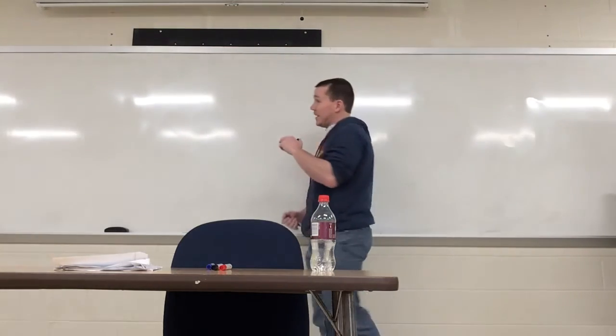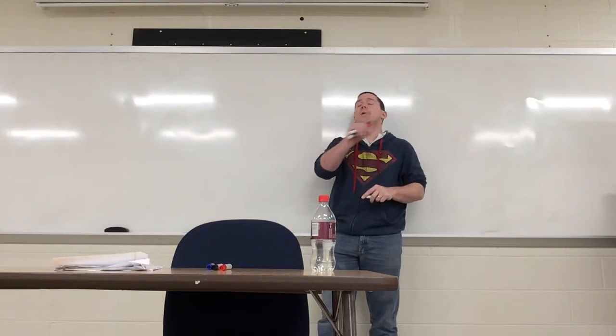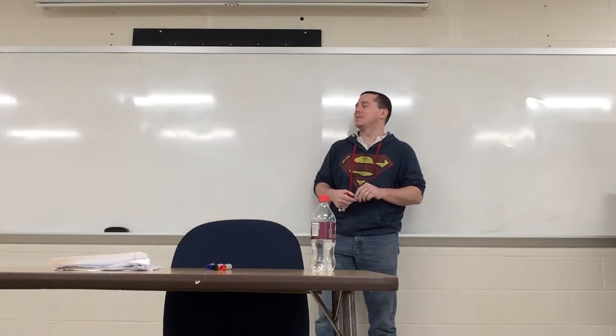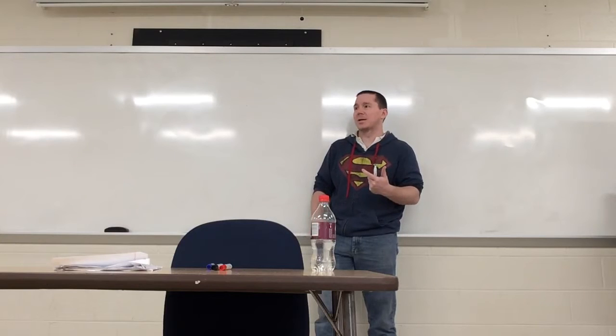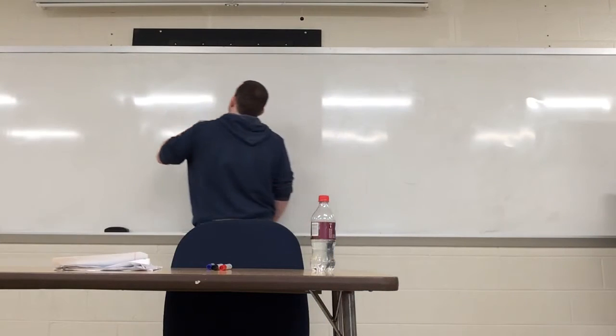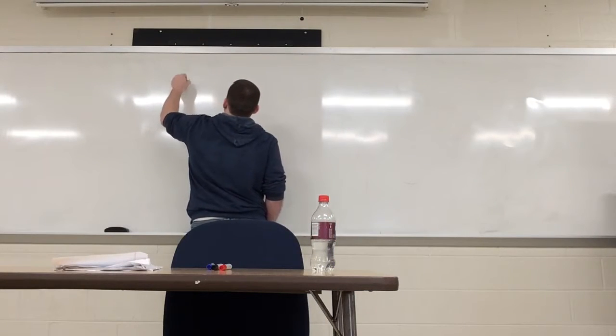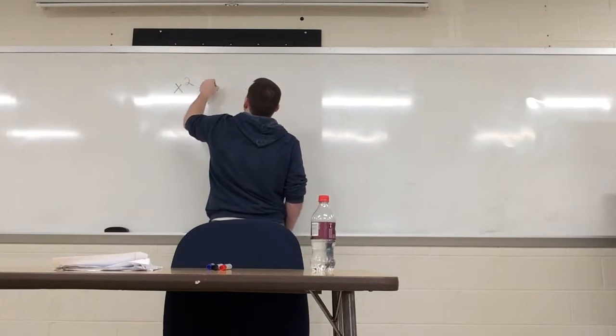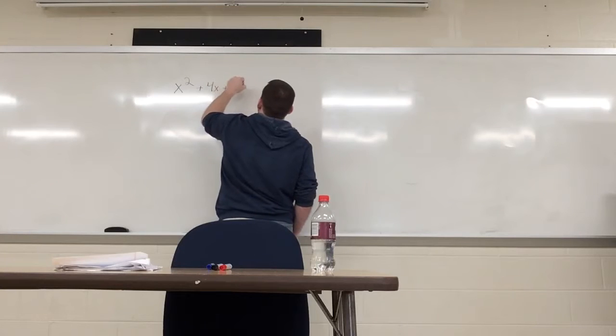Okay, so as far as completing the square goes, we are going to start with one where we already know the answer, so we'll know that this whole completing the square trick is actually working. Okay? So let's see, I need a nice simple one. x squared plus 4x plus 3 equals 0.